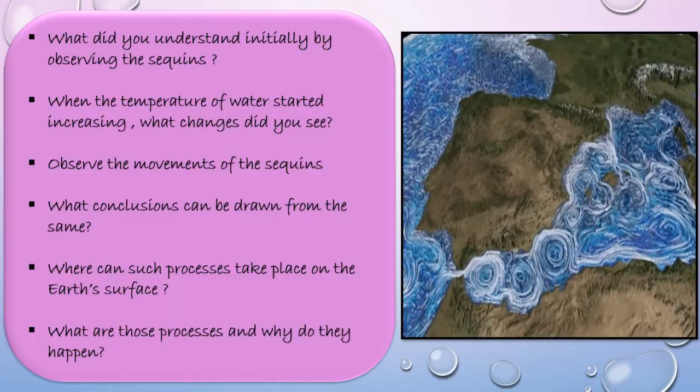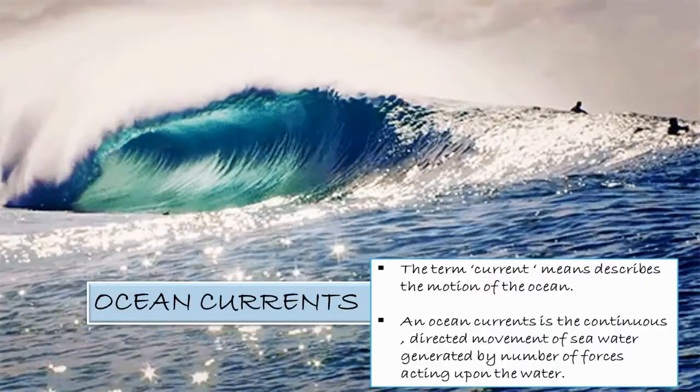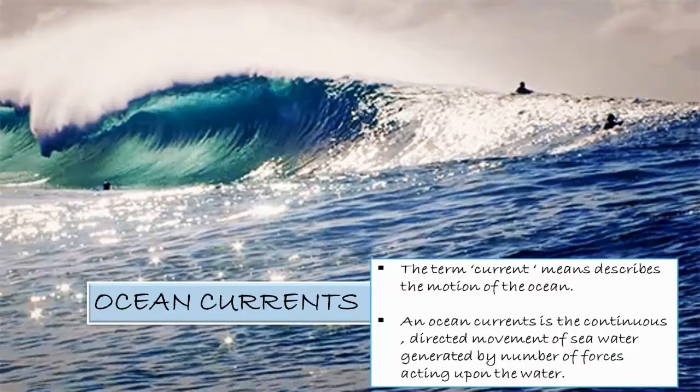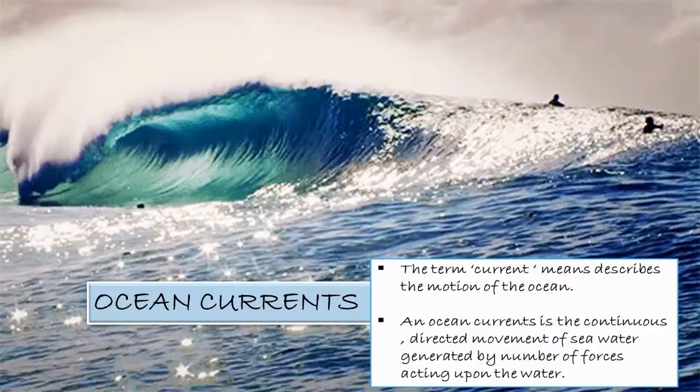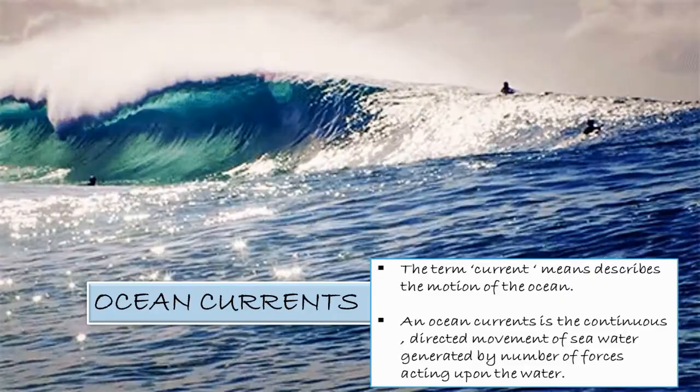The world's oceans' waters are in constant movement caused by solar radiation. There are three main types of water movements, that is, wind waves, tides, and ocean currents. So the term current describes the motion of the ocean. An ocean current is a continuous directed movement of water which flows throughout the oceans of the earth.